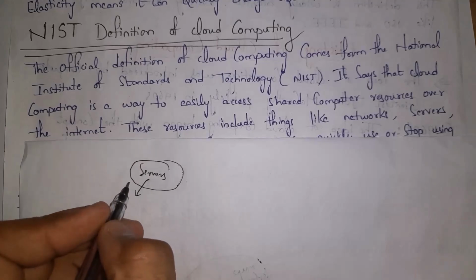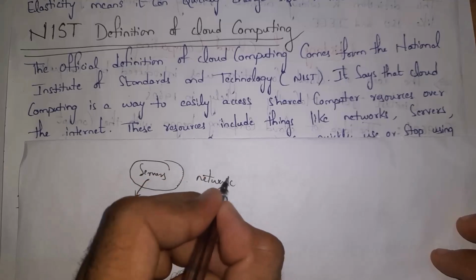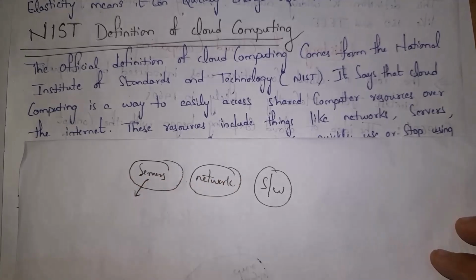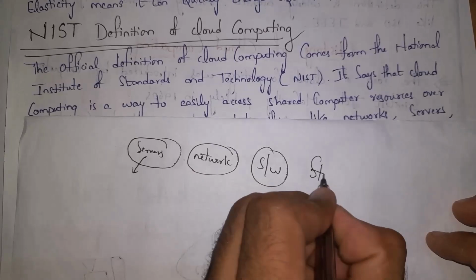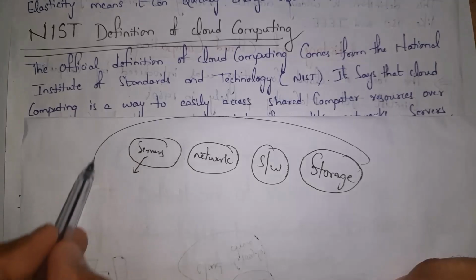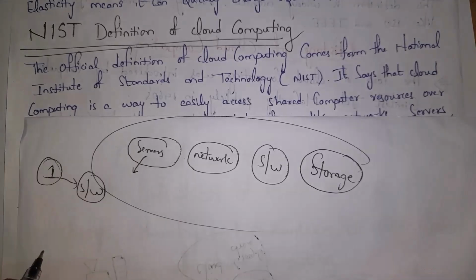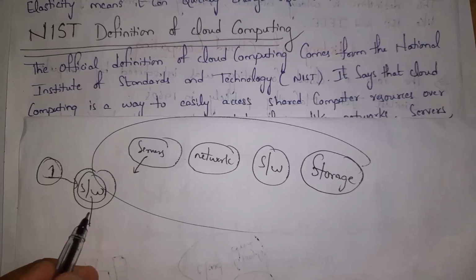You can rent various kinds of servers in cloud, and you can also rent network, and you can also rent various kinds of software, and you can also rent storage in order to store data. So cloud computing will provide various kinds of services for rent. For example, I need one costly software which is around 1 lakh. So what I will do is, I will take this software for rent in cloud like AWS or Google.